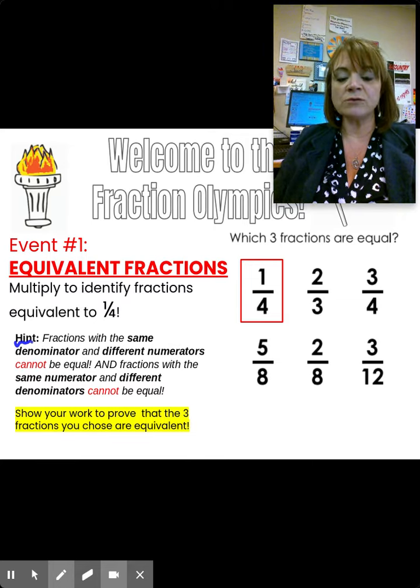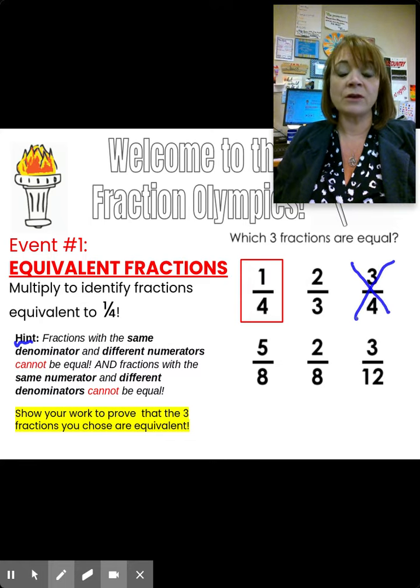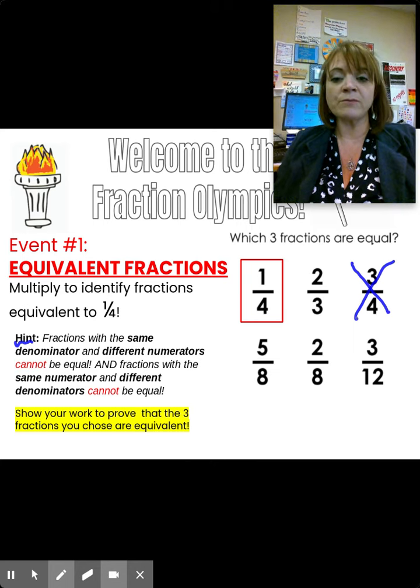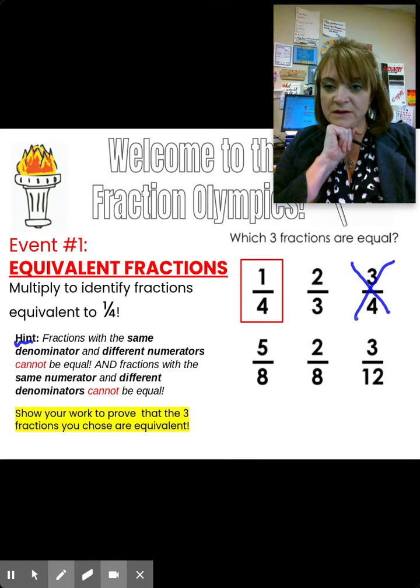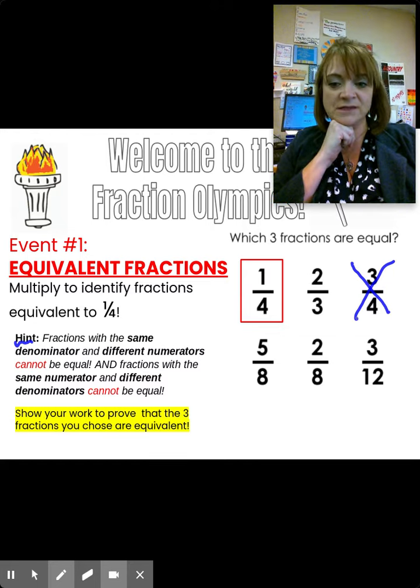Which fraction, if we use our hint, cannot be equal to 1/4? I hope you're thinking to yourself, well, 3/4 cannot be equal to 1/4. You would be absolutely correct, because if the same size whole is divided into 4 parts, 1/4 is talking about 1 piece out of those parts. 3/4 is talking about 3 pieces out of those 4, and that is not the same.